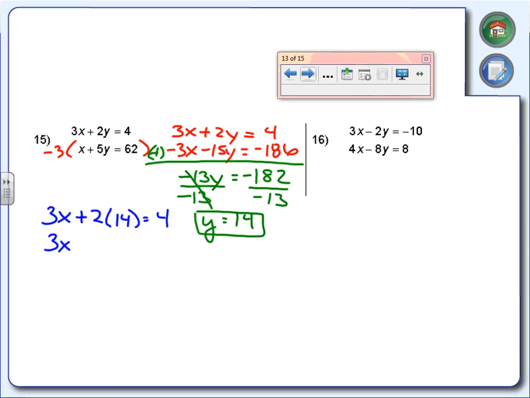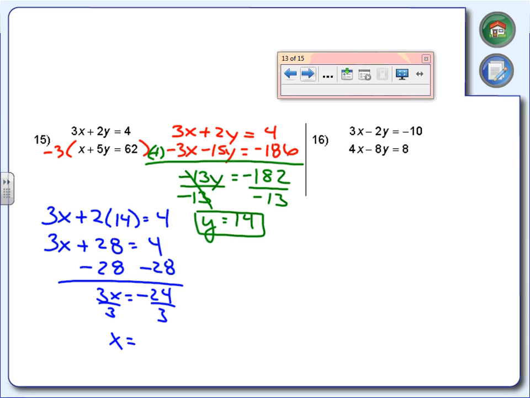I'm going to multiply 2 times 14, which is a 28. I'm going to subtract 28. 4 minus 28 is a negative 24. Divide by 3. Negative 24 divided by 3 is going to be a negative 8. So now you got both parts. All you got to do is write it as an ordered pair.